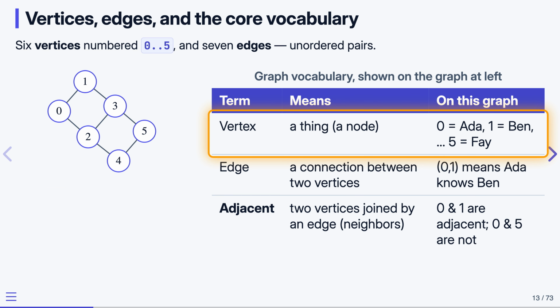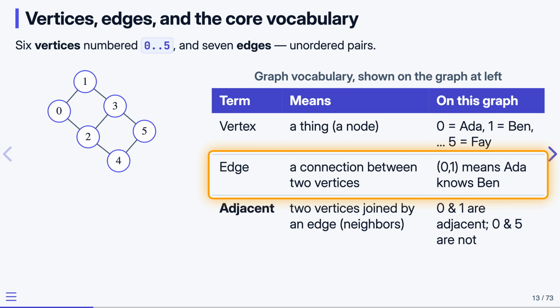A vertex is a thing, or a node. Here vertex 0 is Ada, vertex 1 is Ben, and so on up to vertex 5, which is Phe. An edge is a connection between two vertices. The edge 0, 1 means Ada knows Ben.